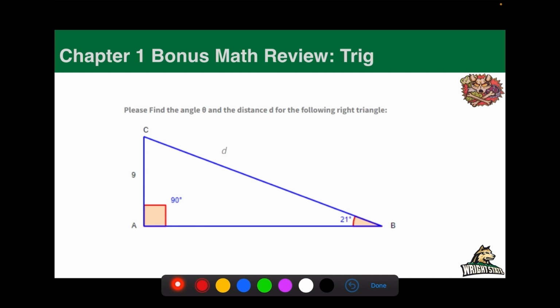We are going to try to solve this triangle. We want to find the angle theta, the distance d for the following right triangle. So we want to find this angle, theta. We also want to find this side, x, as well. I meant to write that in this question.